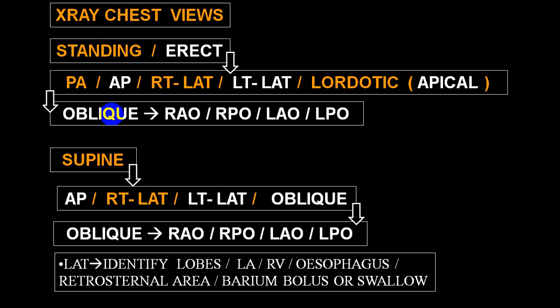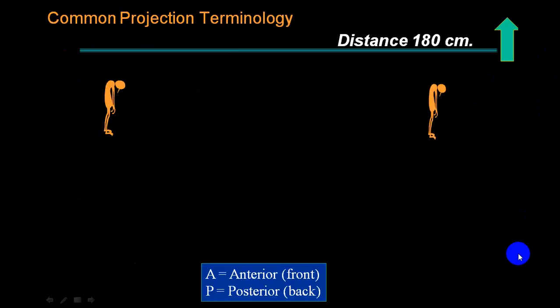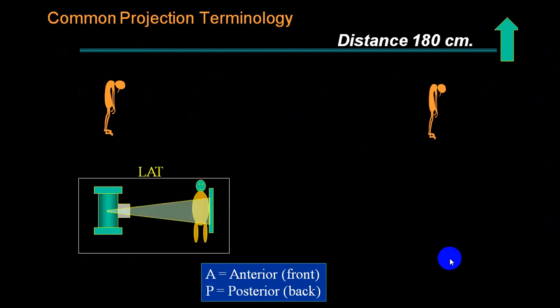And whenever you want to identify the apical lobe of lung, which is overlapped by clavicle, in that case you will ask for a lordotic view, because clavicle will overlap a little portion of the apical lobe. In that case, you ask for a lordotic view, or we call it apical view. So here I am explaining what are the different views.